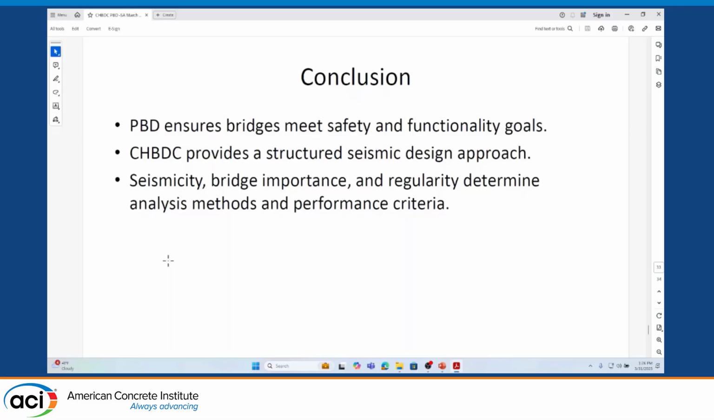Now, over the years, through various workshops and training we have organized, I think our workforce is very good at handling this performance-based design. With that, I'd like to thank you for your patience.